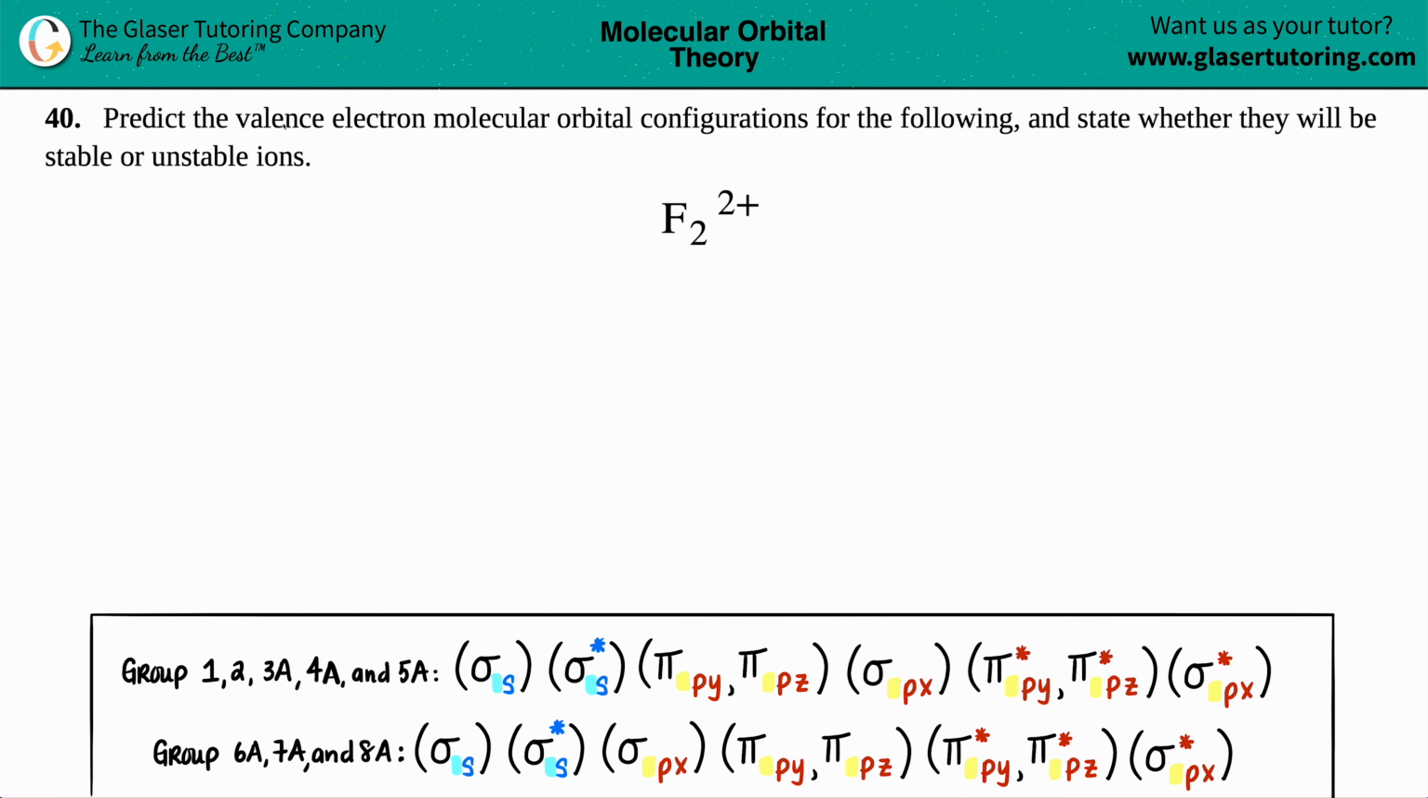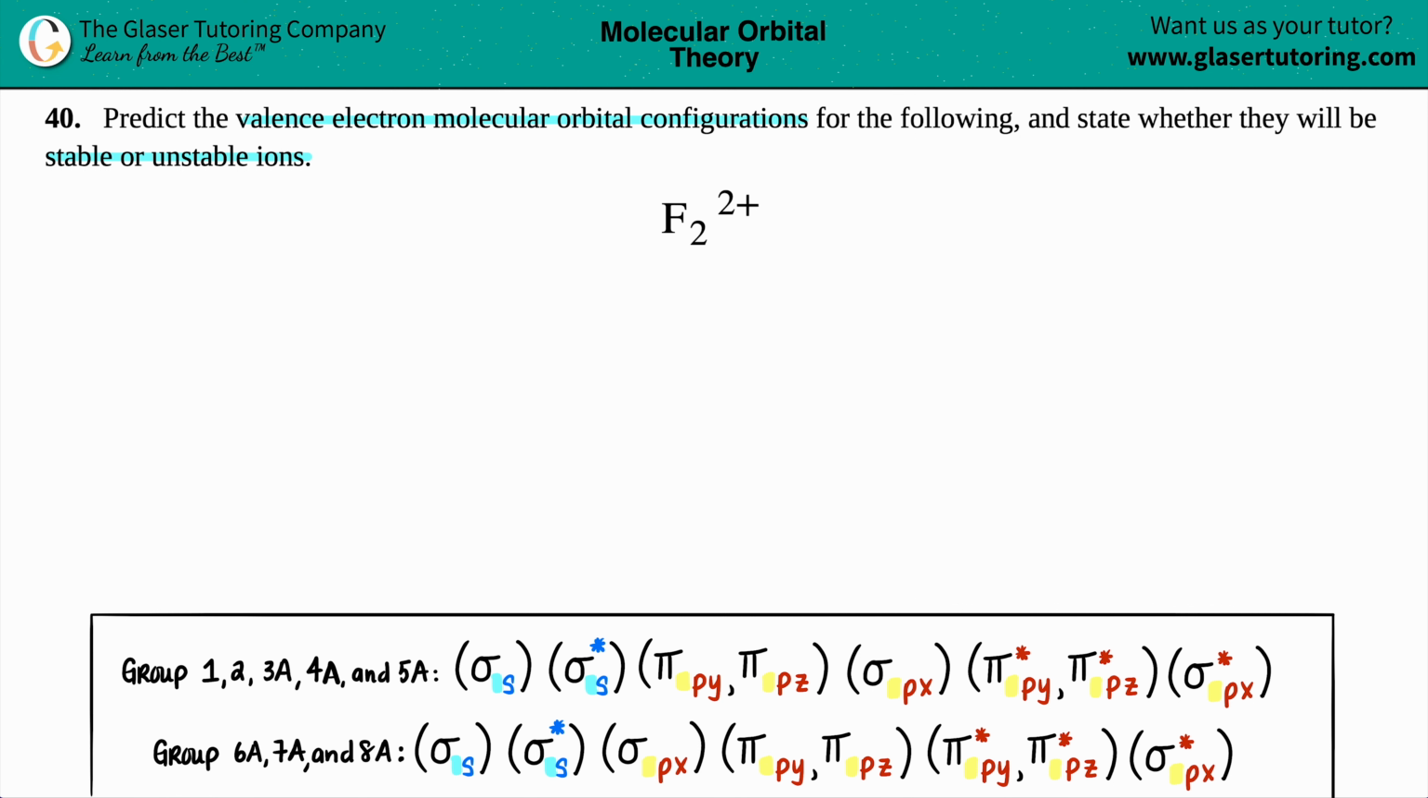40. Predict the valence electron molecular orbital configurations for the following ions and state whether they will be stable or unstable. And then we have F2 2+. All right. So before we address the mess down at the bottom, we first have to find out how many total valence electrons we're dealing with here.